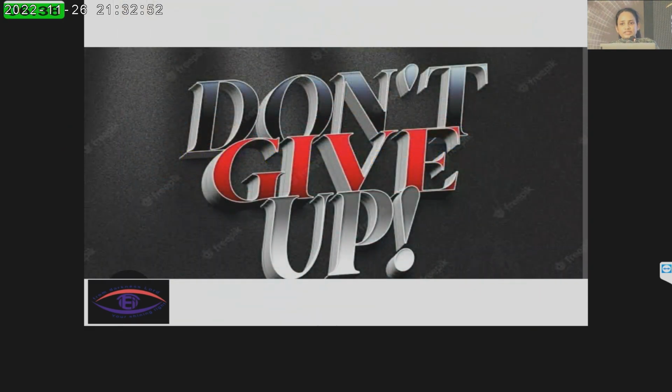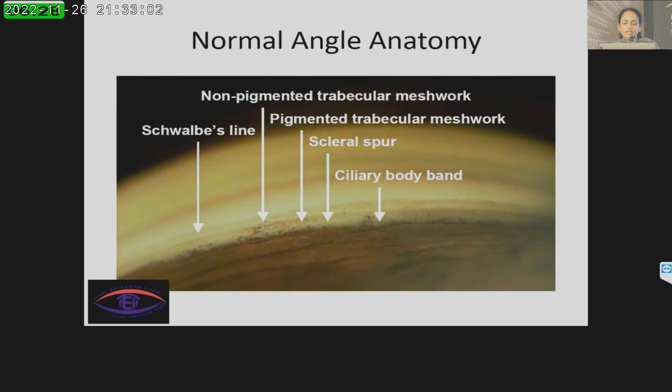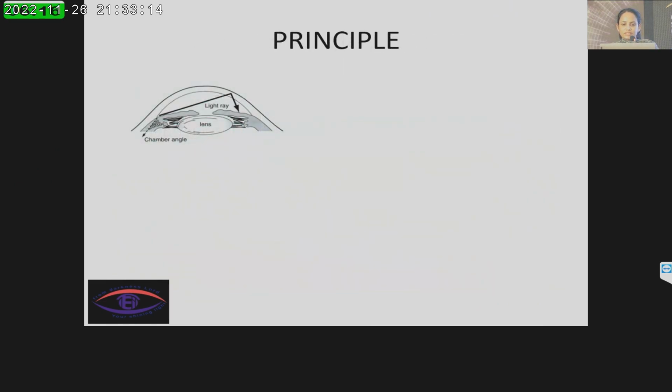In the beginning of the residency, everyone starts doing gonioscopy, finds it a cumbersome and messy procedure and just gives up. Actually, with practice, it is a technique which can be easily mastered. The normal angle anatomy begins with the Schwalbe's line and extends up to the root of the iris posteriorly. In between, you have the non-pigmented and pigmented trabecular meshwork, the scleral spur, and the ciliary body band.